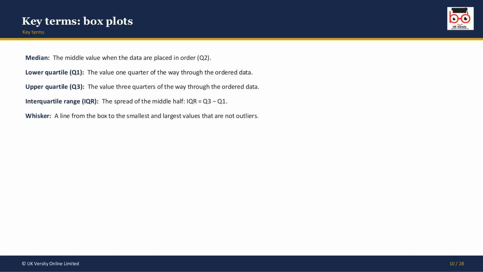The median is the middle value in order, sometimes written Q2. The lower quartile, Q1, sits a quarter of the way through the data, and the upper quartile, Q3, three quarters of the way through. The gap between them, Q3 minus Q1, is the interquartile range, the spread of the middle half. And the whiskers are the lines running out to the smallest and largest values that aren't outliers.